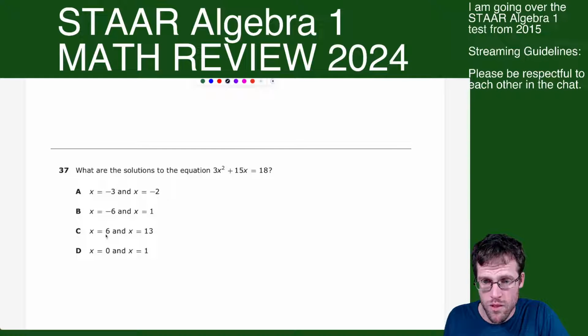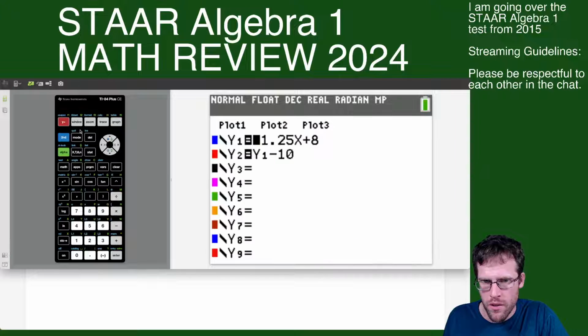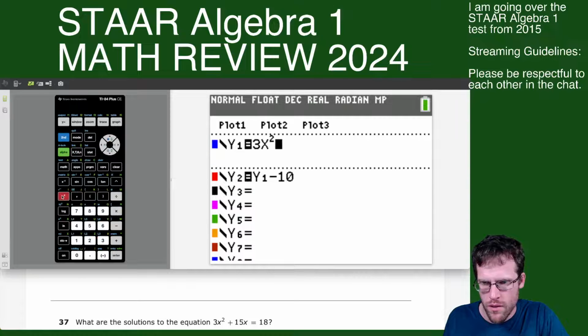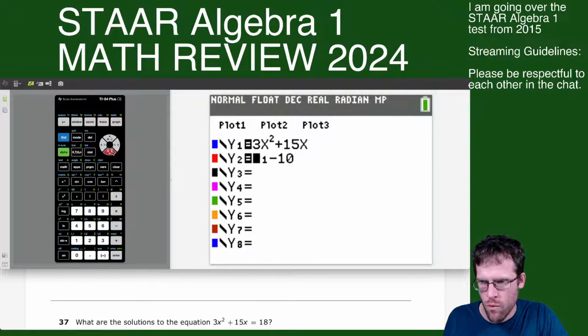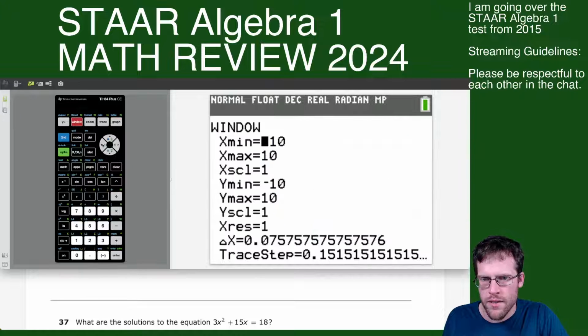All right, this one, calculator or quadratics. I'll show both. So here, what I could do is graph 3x squared plus 15x. And I want to know, when is this equal to 18? The only thing I have to do here, though, when I graph this, I'm like, oh, no, I can't see anything, is I have to go to my window.